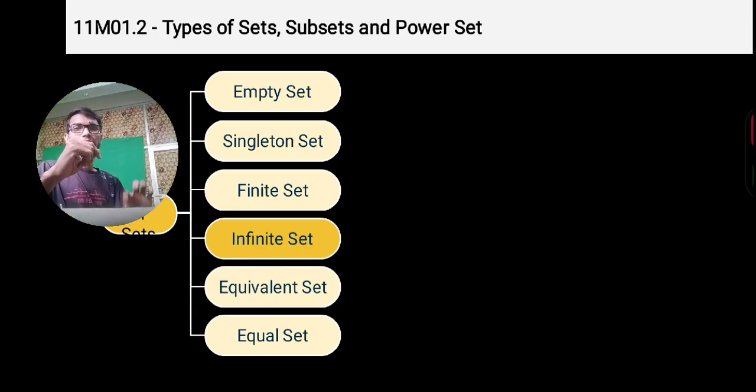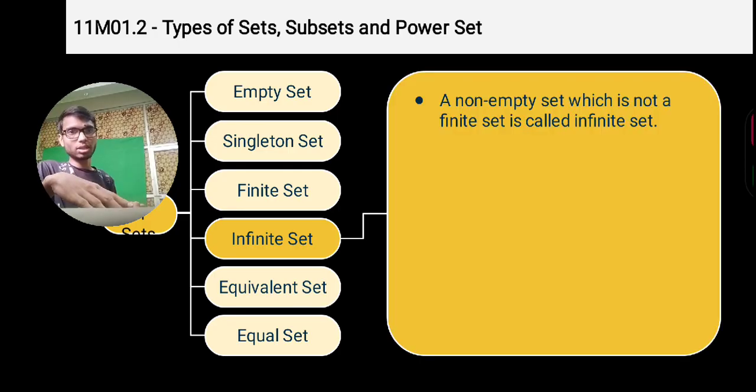Now infinite. An infinite set is directly saying to you that there is no end. It will keep going. You cannot count the elements. Let's see, a non-empty set. We don't have an empty set. Non-empty set means we have something; a set has something. This is the meaning of a non-empty set.